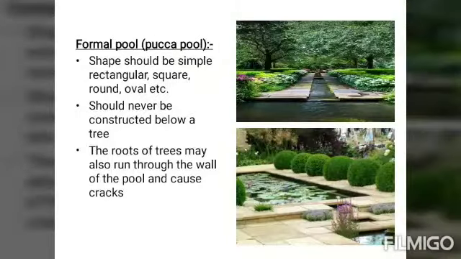Now next is the formal pool or pakka pool. Here you have to see the shape and the size; it's the opposite of the informal. Its shape should be simple, and rectangular or square or round or oval. It should have proportion, a neat and clean formal pool. And it should never be constructed below a tree.